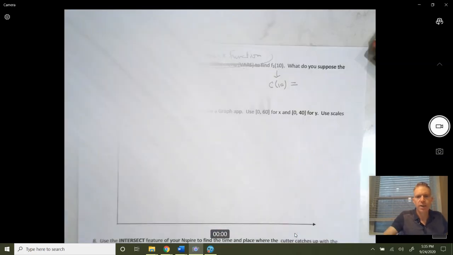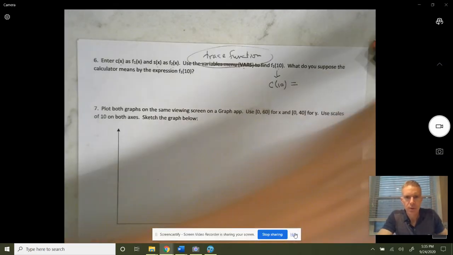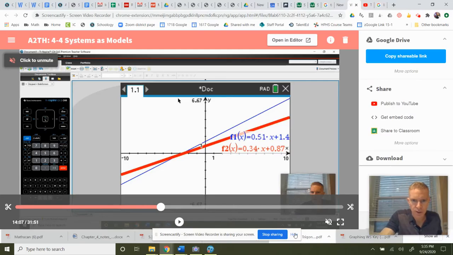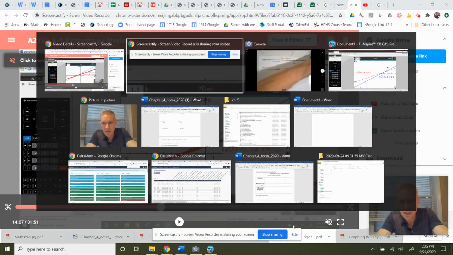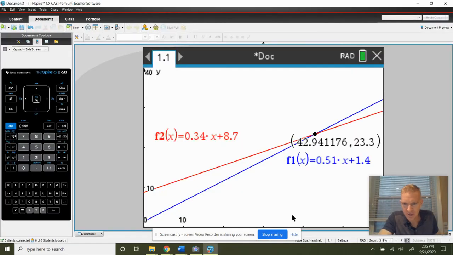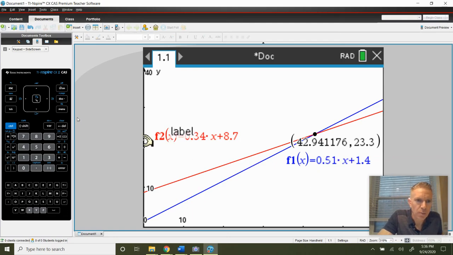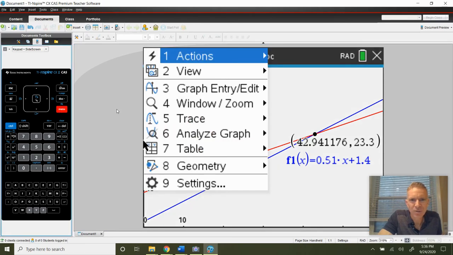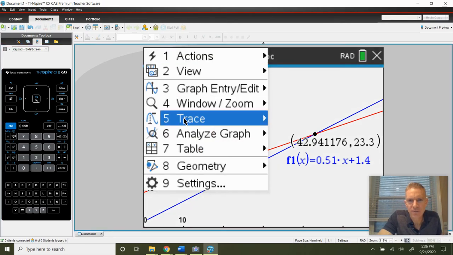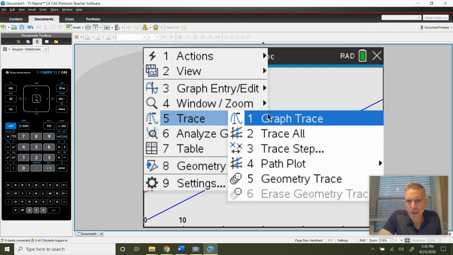Okay, so let's go back to the calculator where we have this equation. We still have this equation in there. And what we want to do is find the value of our function when x equals 10. This first one, the f1 of x was c of x, f2 of x was s of x. So I'm going to go to menu, then trace, menu 5, and then I'm just going to go to graph trace.